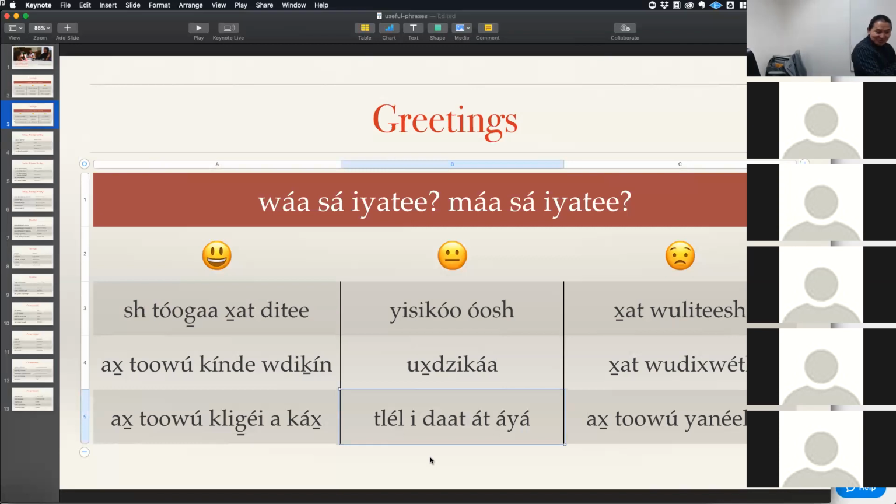I've heard elders respond to wasasiyati with this one as well. I've never heard elders say uchtzaka. I can't remember why I put it in there, just for fun.